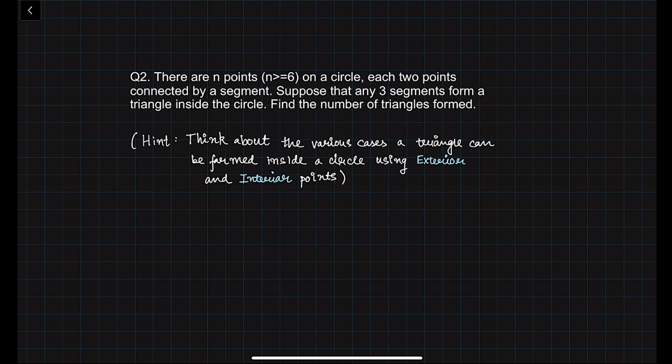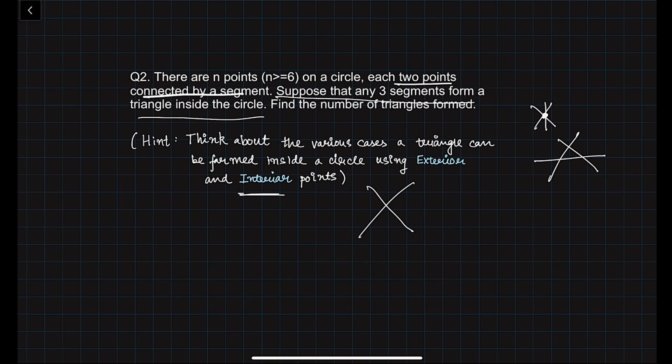It says that each 2 points are connected by a segment and 3 segments are not intersecting at one point. Like there won't be 3 segments that are intersecting at a point. That is what is meant by the second line, right? So any 3 segments like this can form a triangle. The interior points will be formed when 2 segments intersect, right? So think about the various cases of using exterior and interior points.